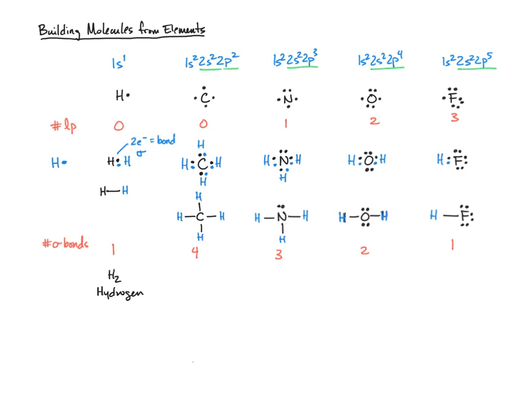So for hydrogen, we have H2. The next molecule is methane. That's CH4. We have ammonia next. That's NH3. We have water, that's H2O. And then finally we have HF, hydrogen fluoride.